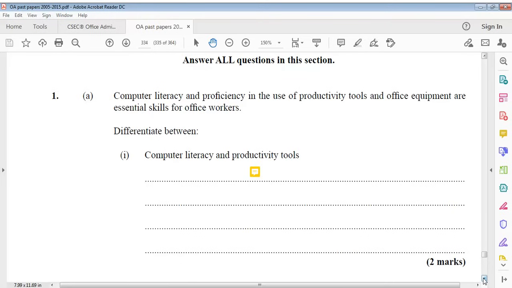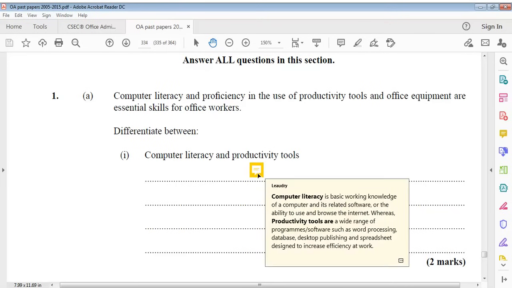So the first question says, the instruction: you're to answer all questions in this section. Number 1A, computer literacy and proficiency in the use of productivity tools and office equipment are essential skills for office workers. Differentiate between computer literacy and productivity tools. And you are going to get 2 marks for this. So let's look at the answer.